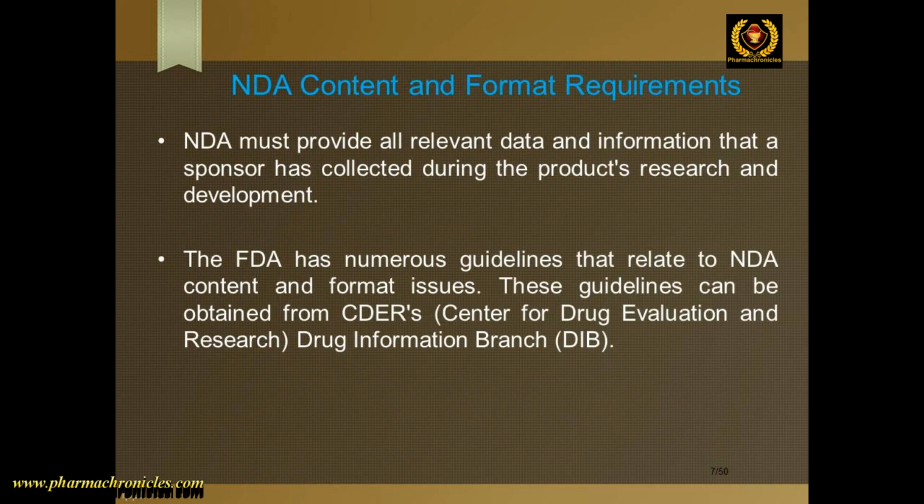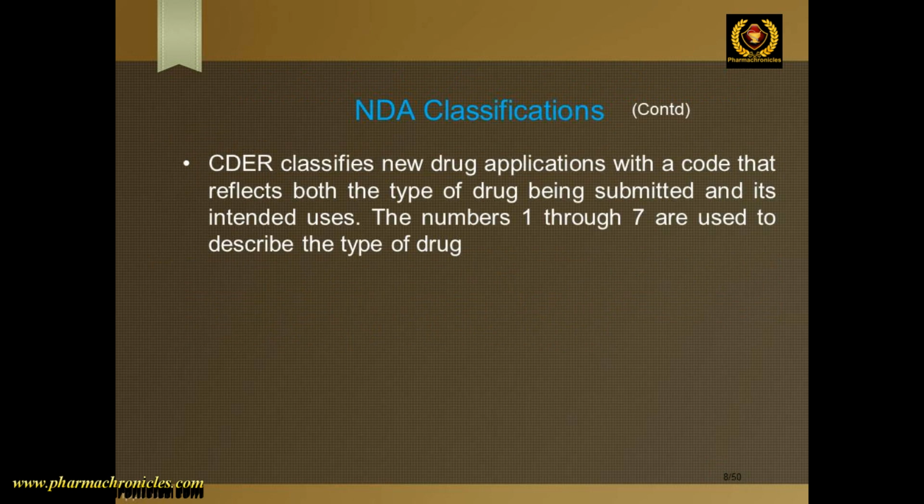NDA content and format requirements. An NDA must provide all relevant data and information that a sponsor has collected during the product's research and development. The FDA has numerous guidelines that relate to NDA content and format issues. These guidelines can be obtained from CDER's, Center for Drug Evaluation and Research, Drug Information Branch, DIB. NDA classifications. CDER classifies new drug applications with a code that reflects both the type of drug being submitted and its intended uses. The numbers 1 through 7 are used to describe the type of drug.